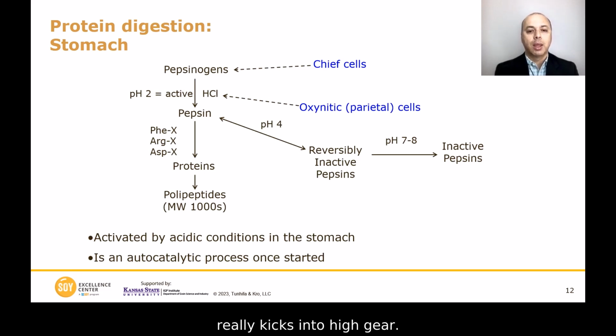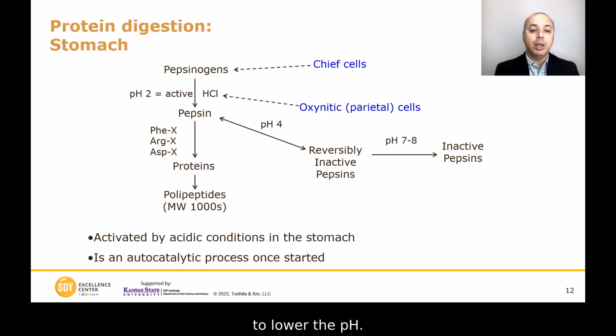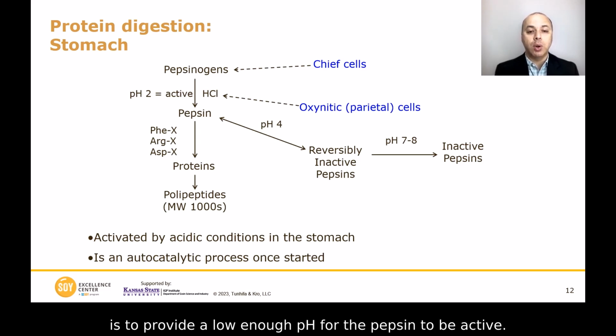When we get to the digestion of protein, it's where the complexity of the digestive process really kicks into high gear. We know the digestion of proteins will start in the stomach by the secretion of hydrochloric acid to lower the pH. The reason why the pH is lower, yes, it has a component to try to deter the entrance of pathogens, but the main purpose is to provide a low enough pH for the pepsin to be active.